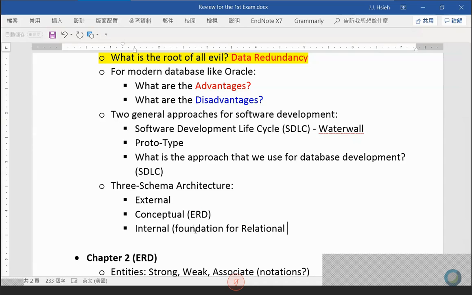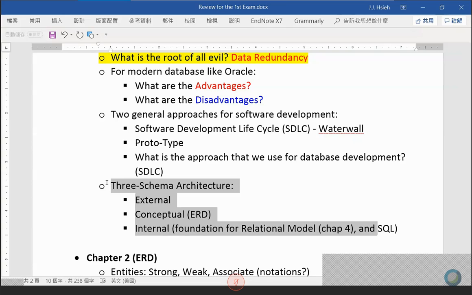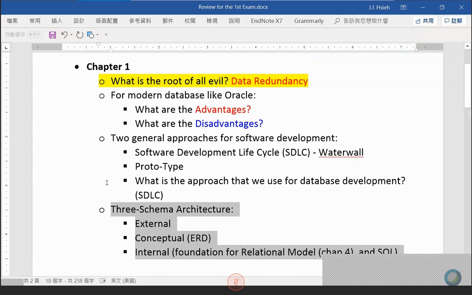for the relational model. That's chapter 4, and the SQL development. So these are the three schema architecture. I think you need to know about it. I will have some questions. These are the key points for chapter 1.